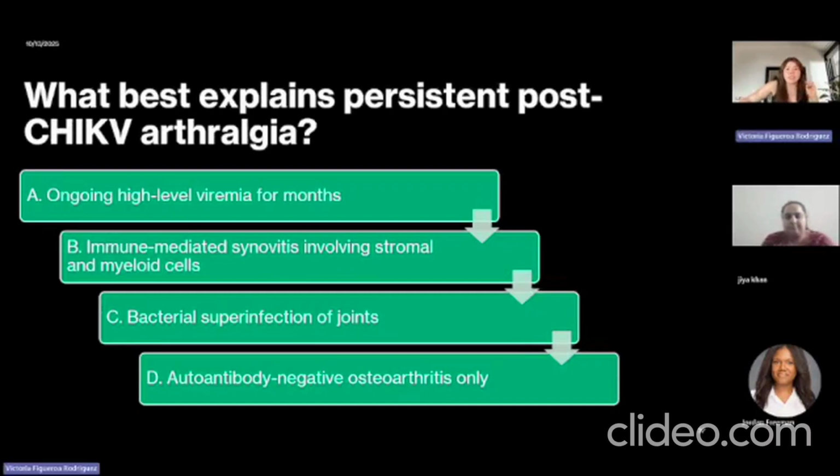What best explains persistent post-chikungunya arthralgia, which is joint pain, muscle pain? Ongoing high-level viremia for months. It is not, because we already said that within the first 1 to 3 weeks, the virus will be out of the body. So this is not an option.